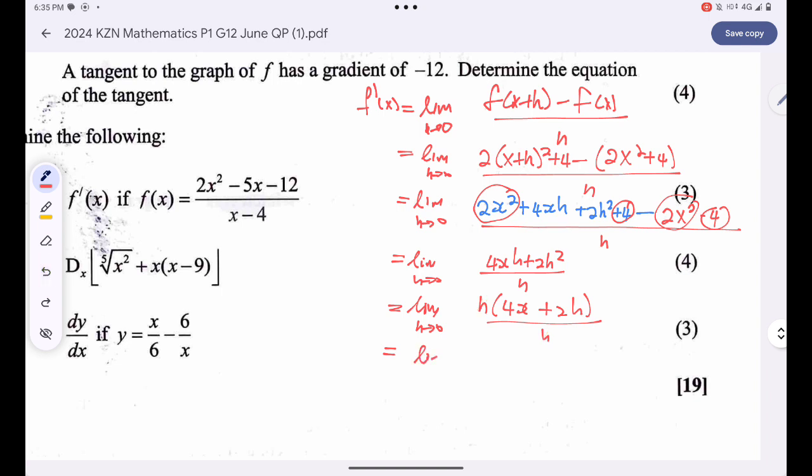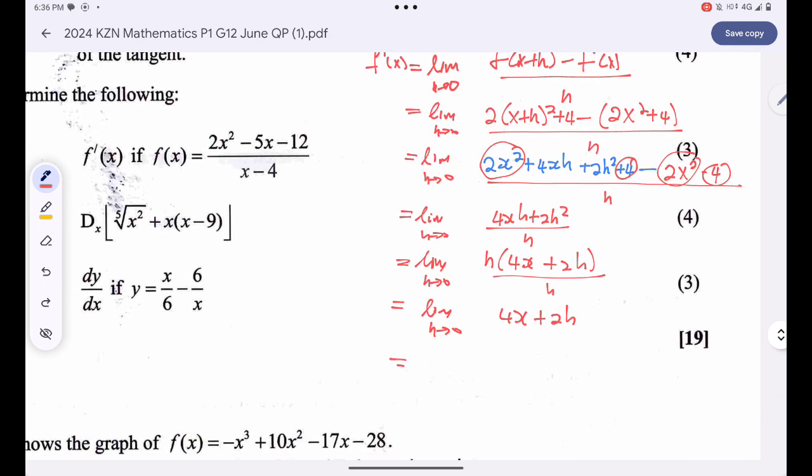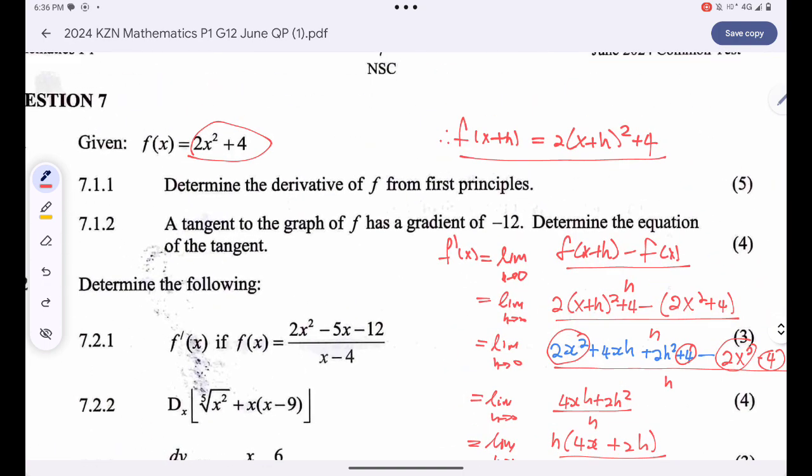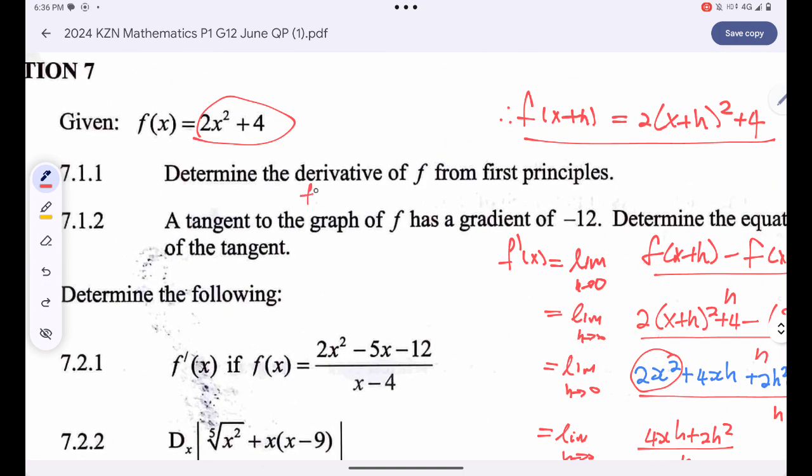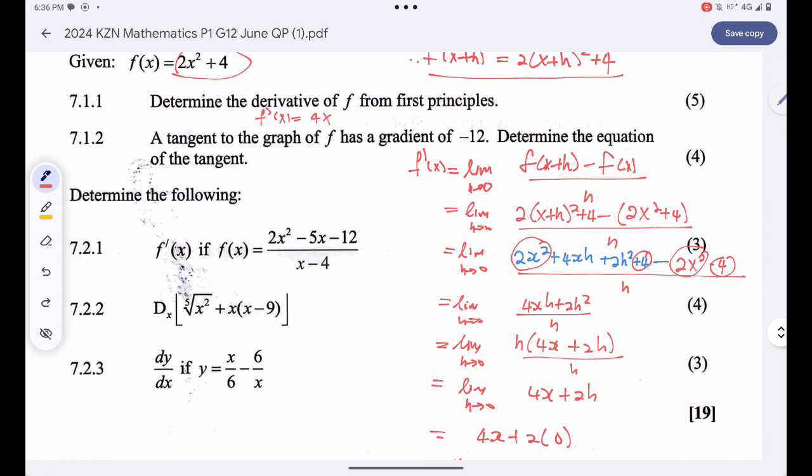I'll end up having limit as h approaches 0 of 4x plus 2h. Now I can substitute 0 whenever I come across h. And please note that whenever I substitute, I no longer write the statement that says limit as h approaches 0. I'll simply substitute 4x plus 2 times 0. This will be equal to 4x. So I now know that my derivative will simply be equal to 4x, right?